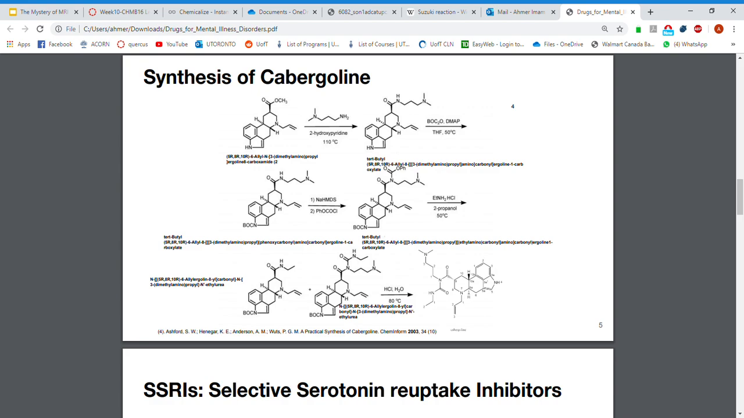The lone pairs. See, I messed up. For the lone pairs. Oh yeah.